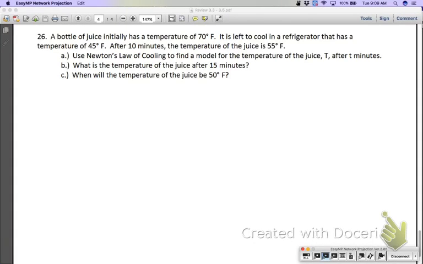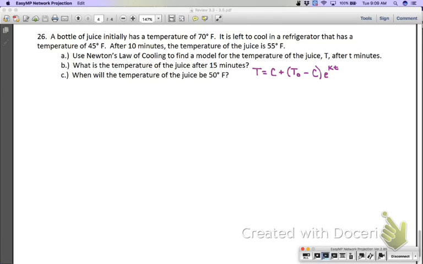Alright, first off, Newton's law of cooling is T equals the constant temperature plus the original temperature minus the constant temperature, times e to the kt power. K is your constant. That's what we've got to figure out first. The lowercase t is time, like in minutes.